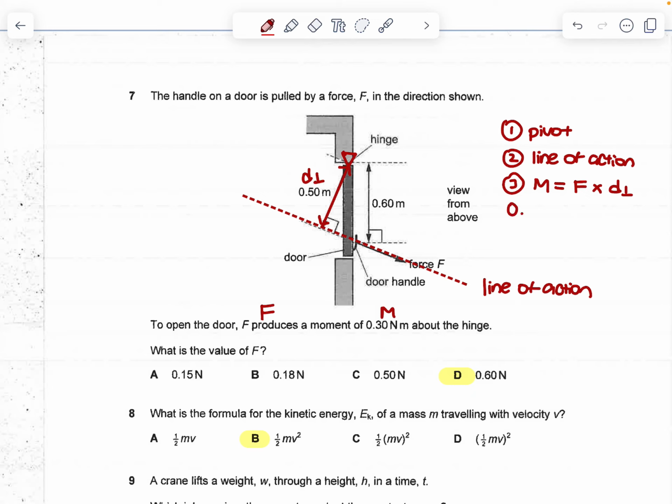So the moment was given as 0.30, equals the force that we're trying to find times the perpendicular distance, 0.50. F is calculated to be 0.60 Newton.